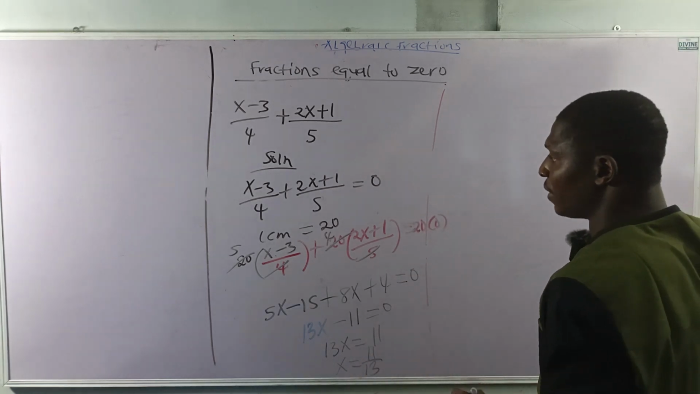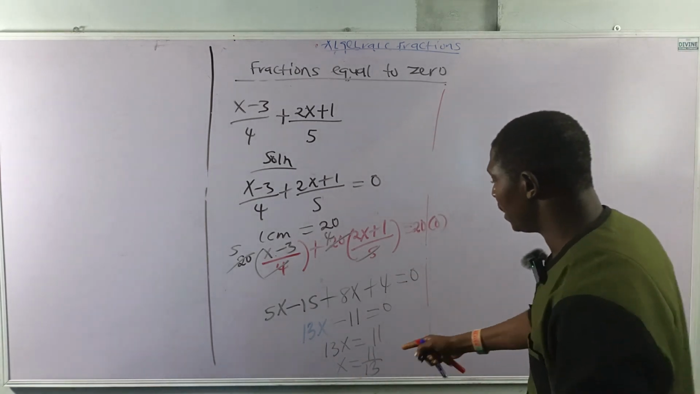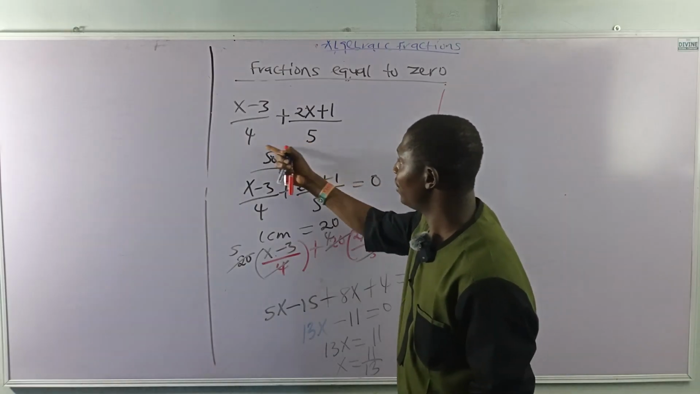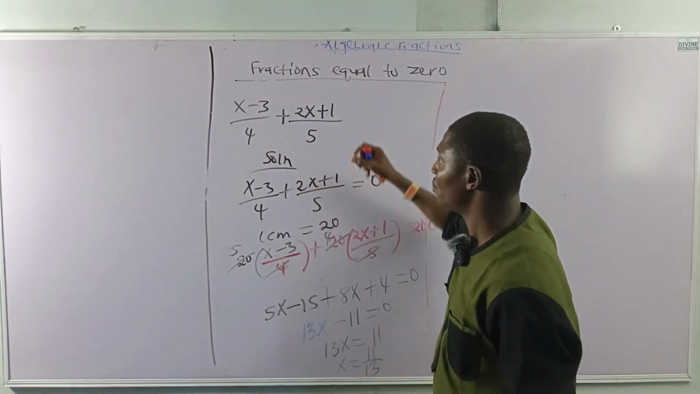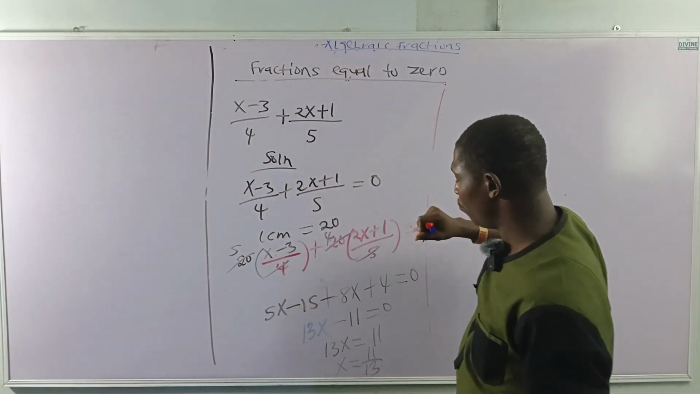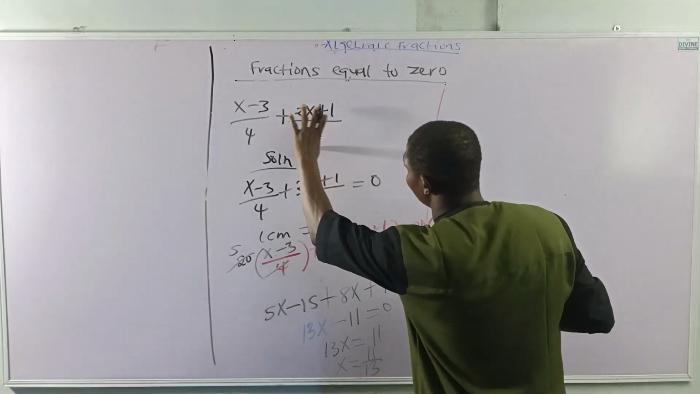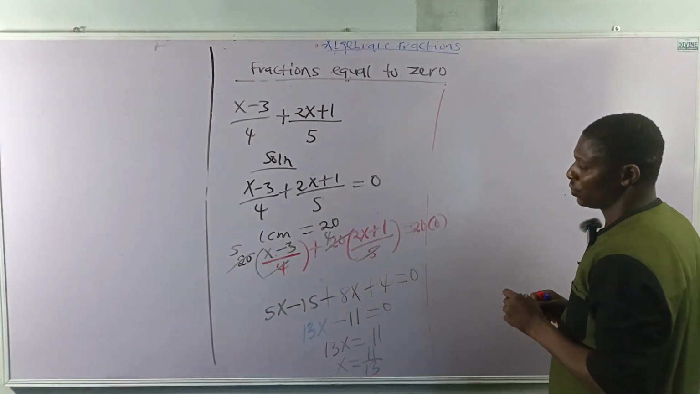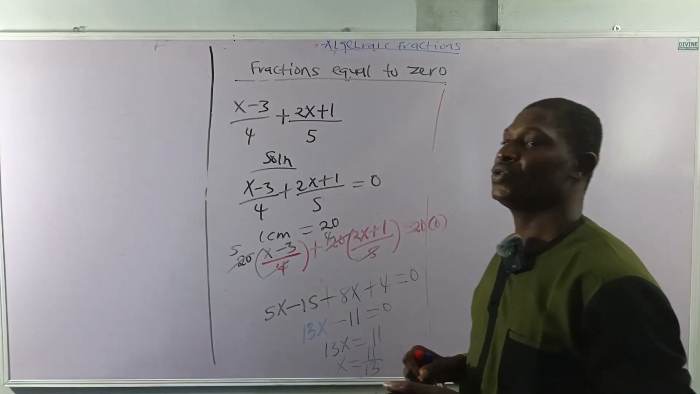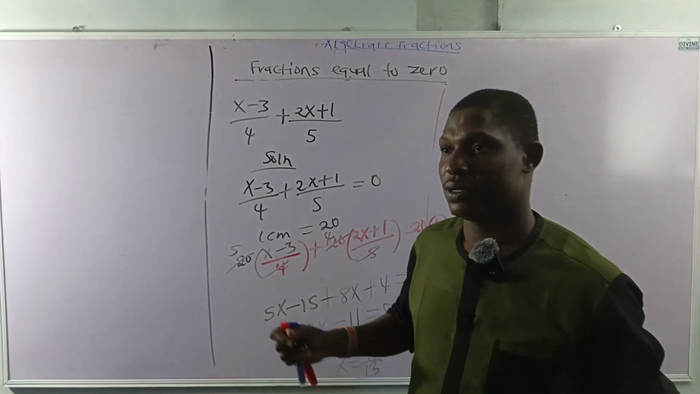And if I put my value there, you will see that the denominator is already 4 and 5. So we're only focused on the numerators. So when x is equal to 11 over 13, this fraction is equal to 0. So this brings us to the end of our class.